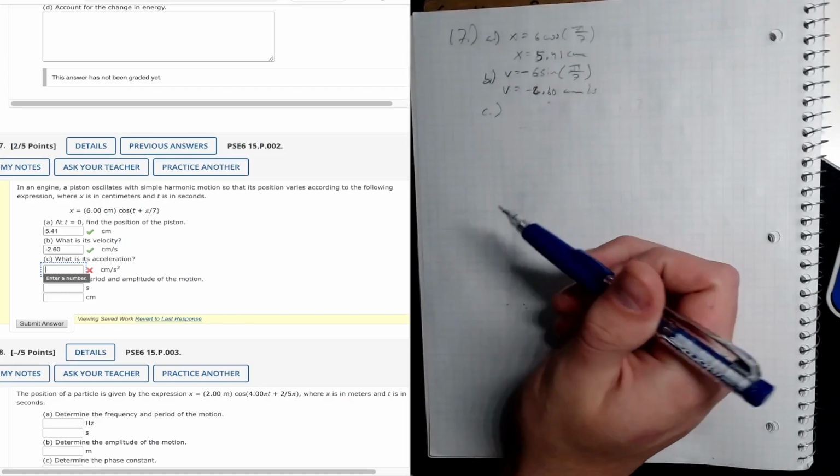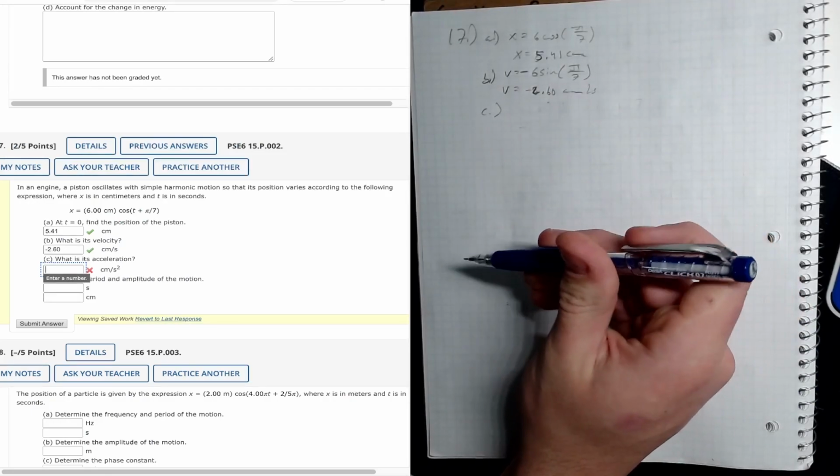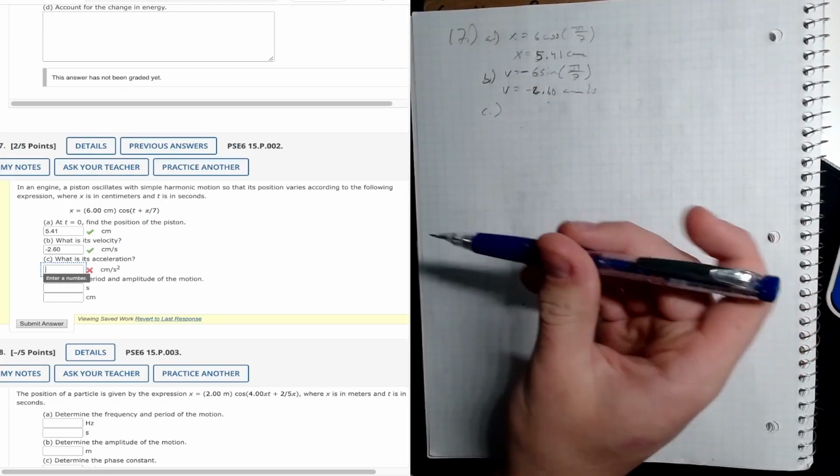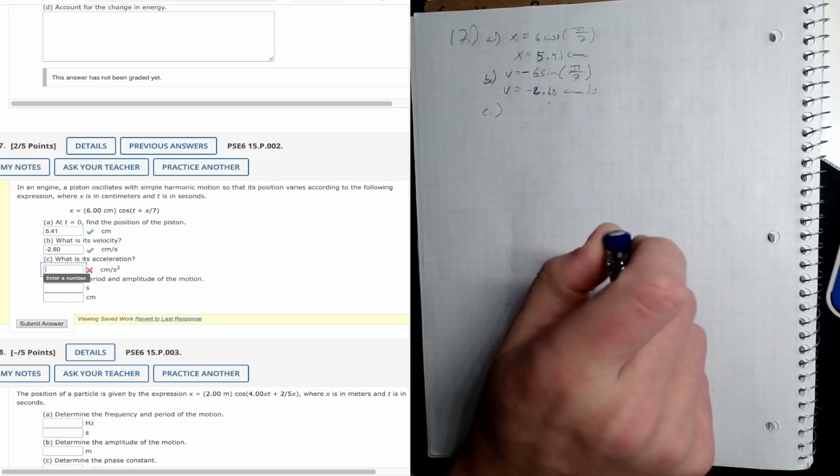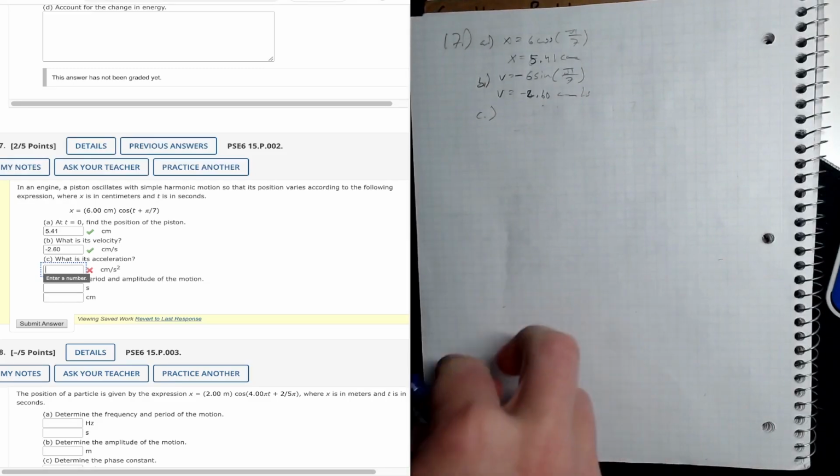Alright guys, now on to part C. Please ignore the little red X over there. I made a silly mistake when calculating it. Yeah, sorry about that. But anyways, back to it.